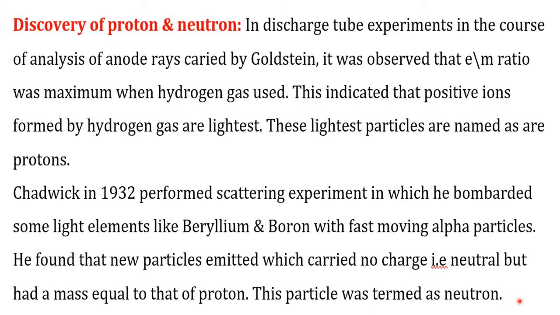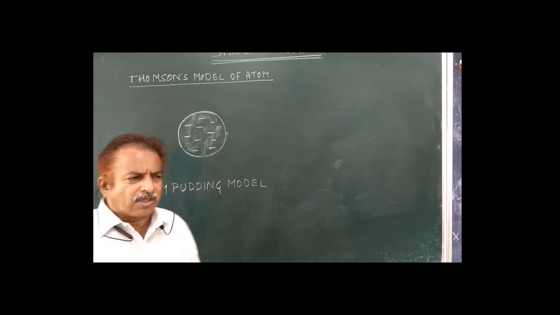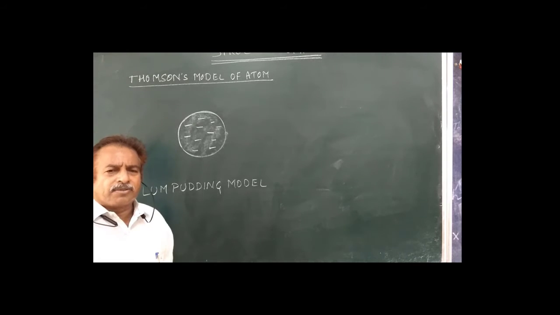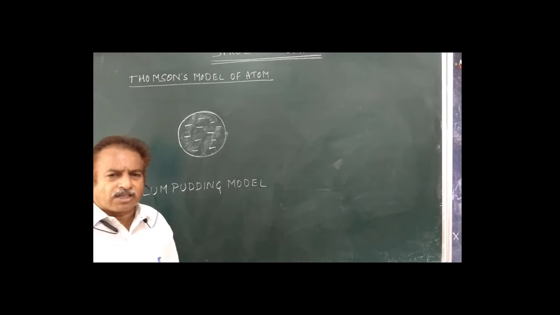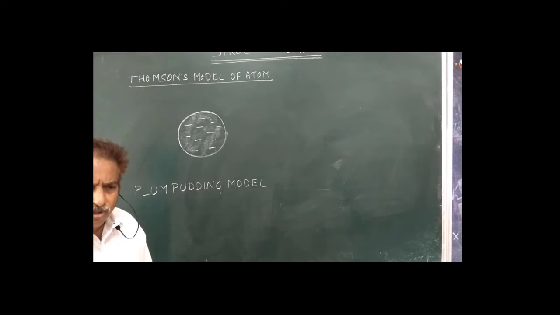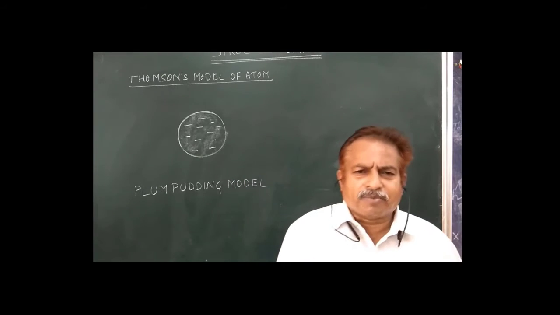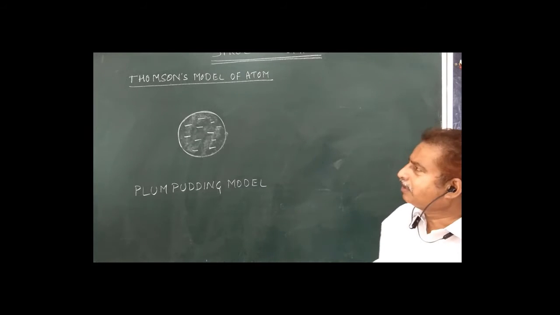Now let us know about Thomson's model of atom. From discharge tube experiments conducted by Thomson and other scientists, it is understood that atoms have electrons, that is, negatively charged particles. From Goldstein's experiments on anode rays, atoms have positive charge. When the atom has positive charge and negative charge, how are they arranged in the atom?